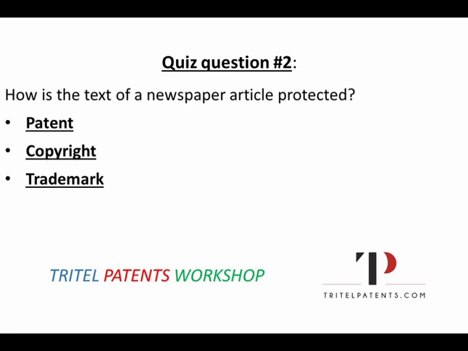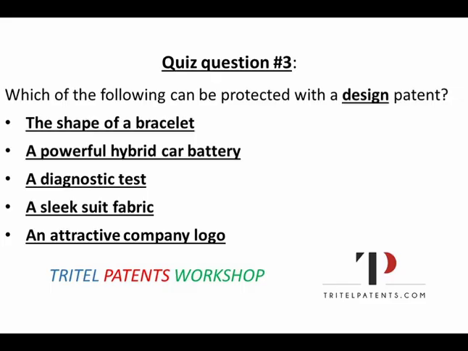Question number 2. How is the text of a newspaper article protected? Patent, copyright, or a trademark? The answer is copyright, because the text of the article is a type of composition that's considered to be like an artistic work.